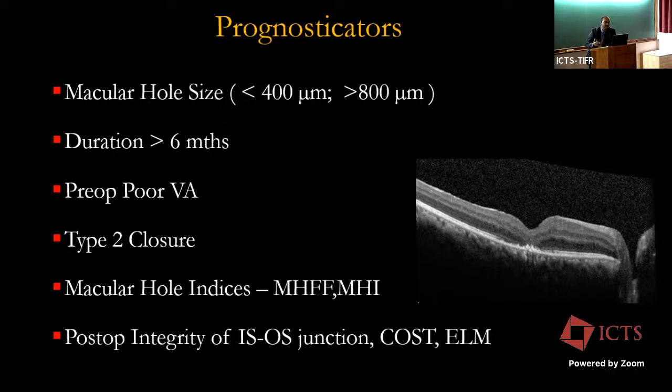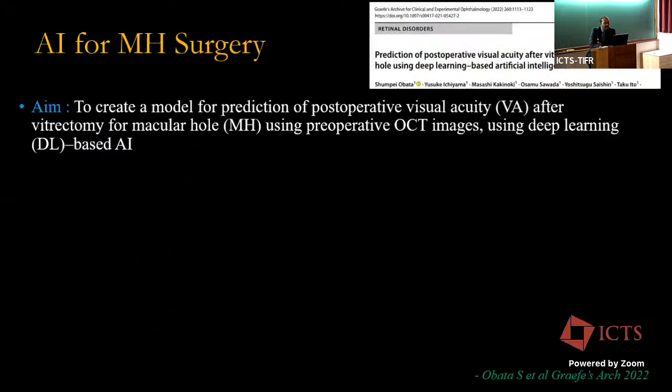And post-op integrity of this inner segment, outer segment junction here, or the external limiting membrane, ELM, these outer retinal structures. When you look at them, if that integrity is broken, then the acuity outcomes are not so great. So there are studies which have looked at AI for macular hole surgery. So this is one particular one which kind of caught my eye.